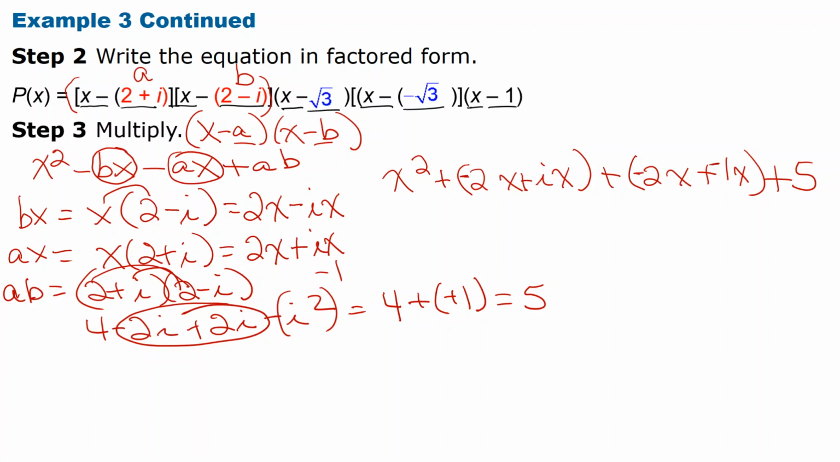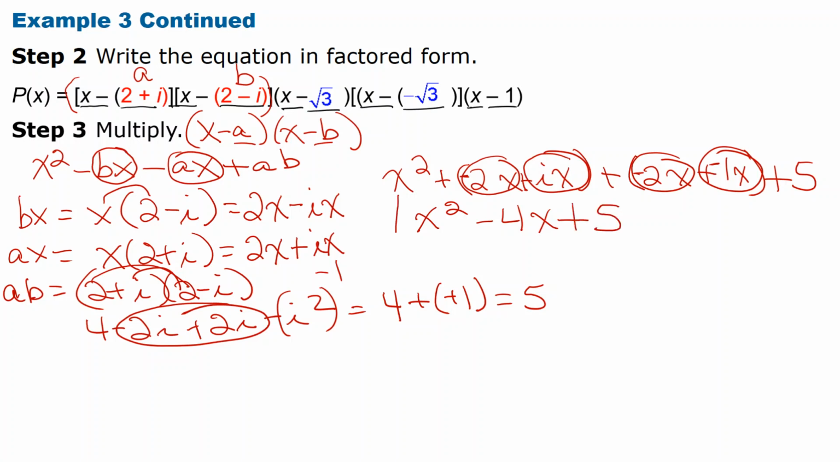And so I see that I have an x squared. Negative 2x plus negative 2x is negative 4x. All right, and then positive ix plus a negative ix is 0 plus 5. Okay, so my first piece is going to be x squared minus 4x plus 5.